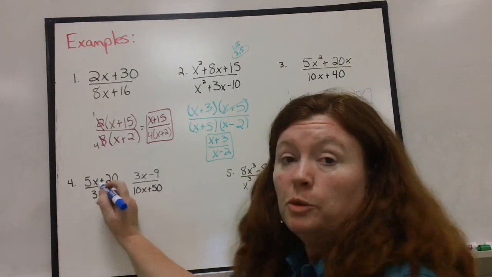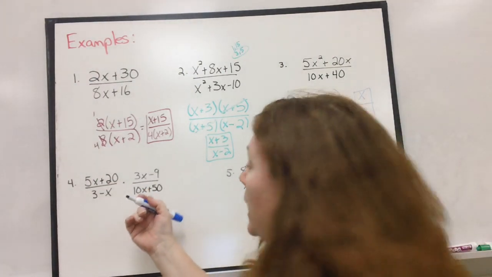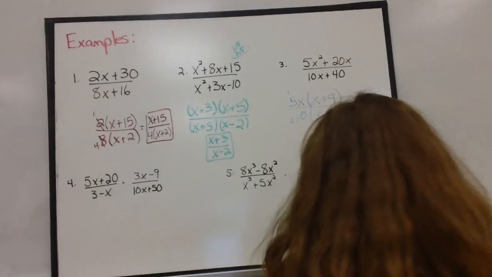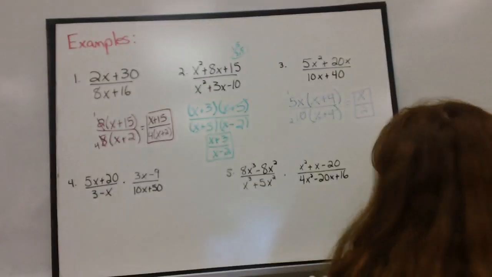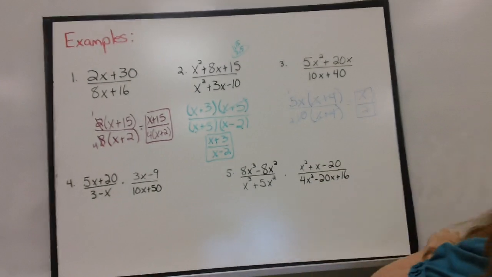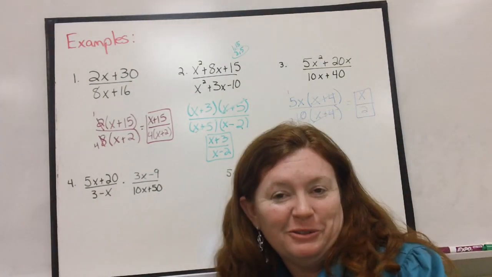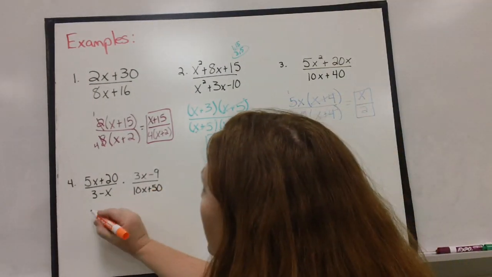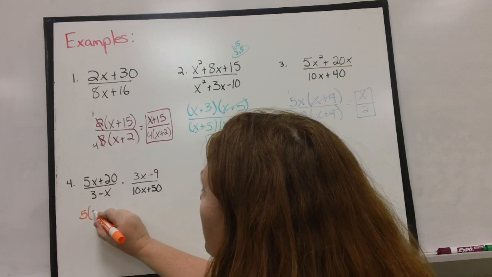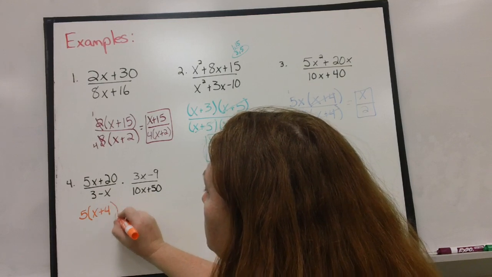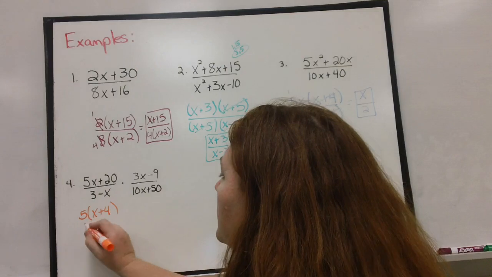All right, numerator, common factor of 5. So, I'll use this one. Oh, I can use orange. It's far enough away from the blue. All right, 5 times x plus 4.